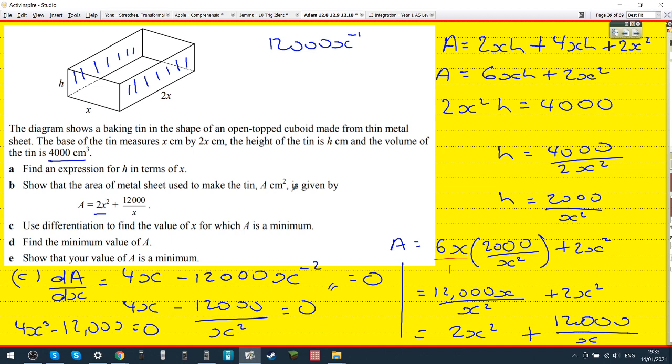I got x is 14.4224. Let's see. 14 point something was it? Let me check. 14.4224. So let's say 14.4. And then part E, show that that is the minimum.